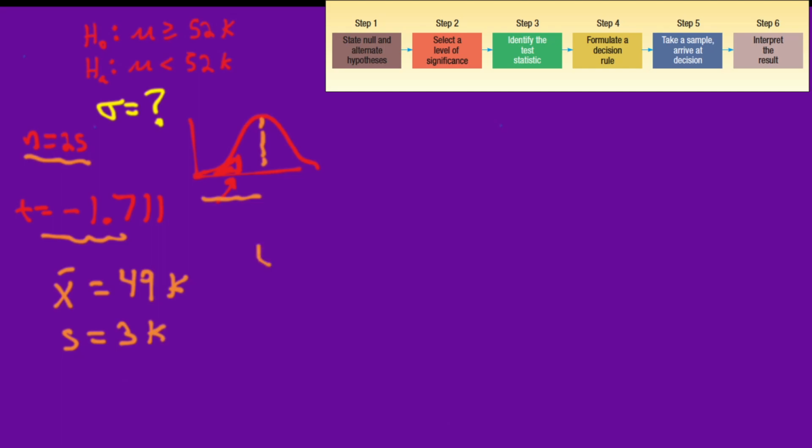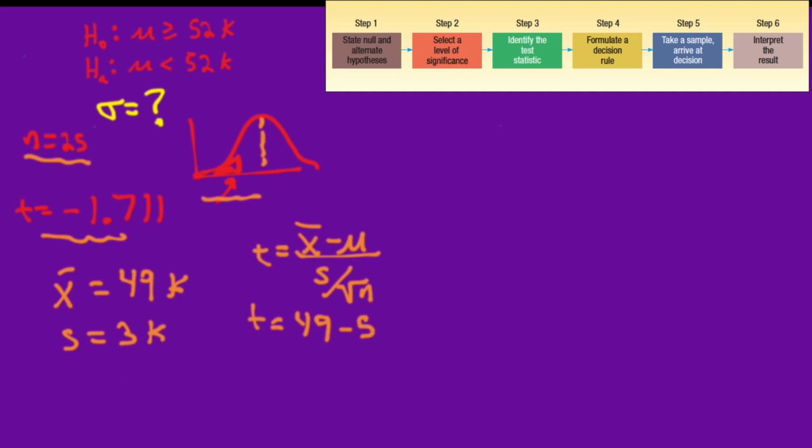So let's do that quickly. t is x bar minus mu over s divided by the square root of n. Let's plug in what we know. We found x bar as 49.